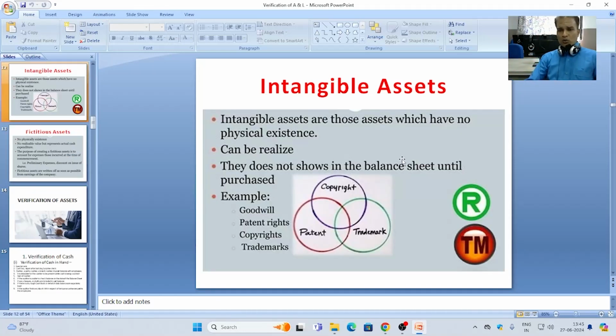Next is intangible assets. Intangible assets are those assets which have no physical existence. They are opposite to fixed assets, because fixed assets have physical existence. Intangible assets can be realized. They do not show in the balance sheet until purchased. For example, goodwill, patent, copyrights, trademarks.